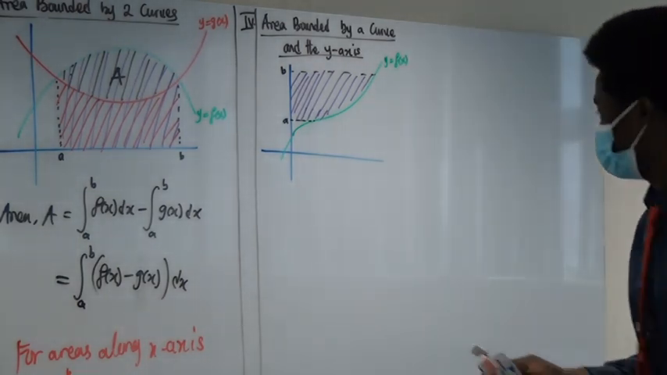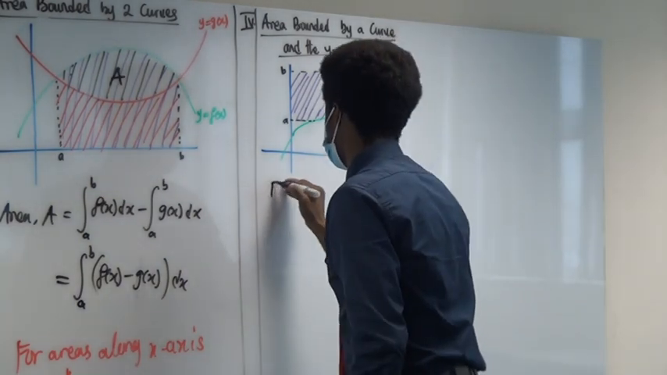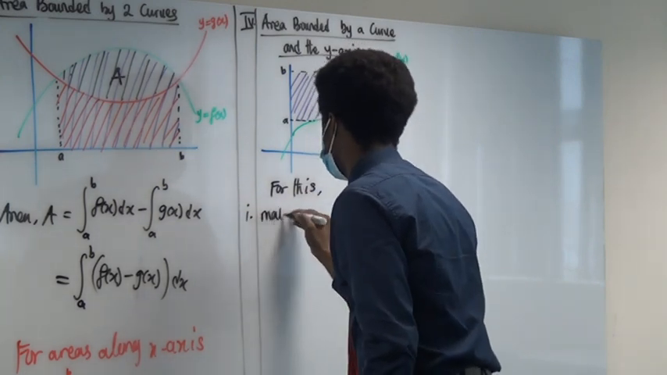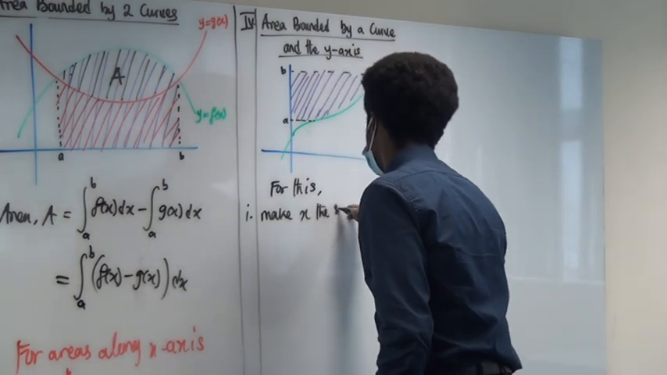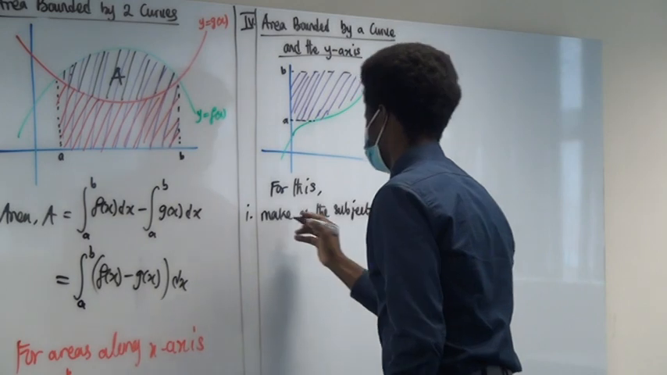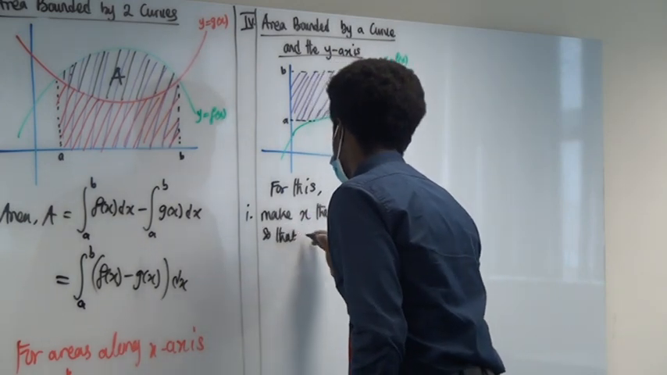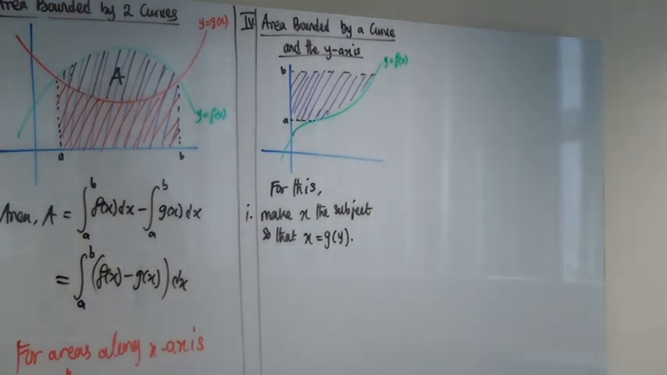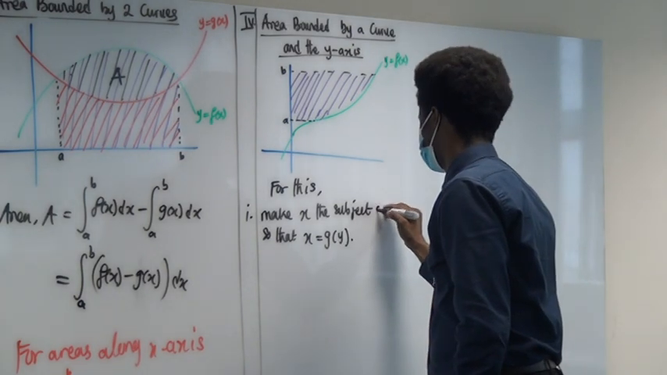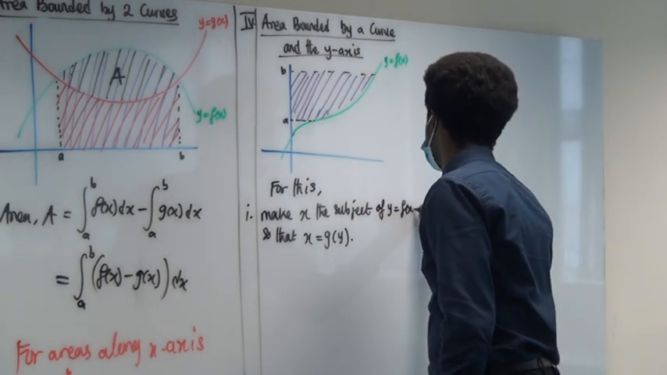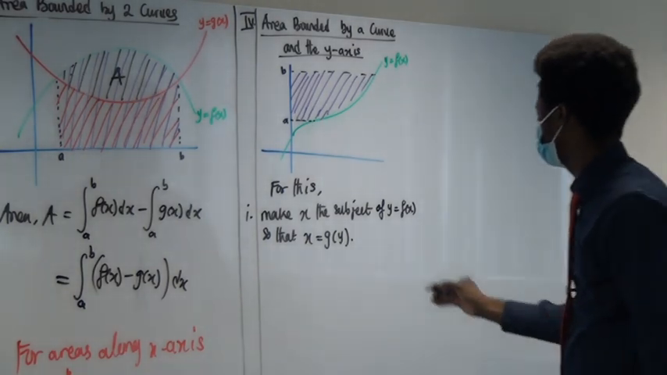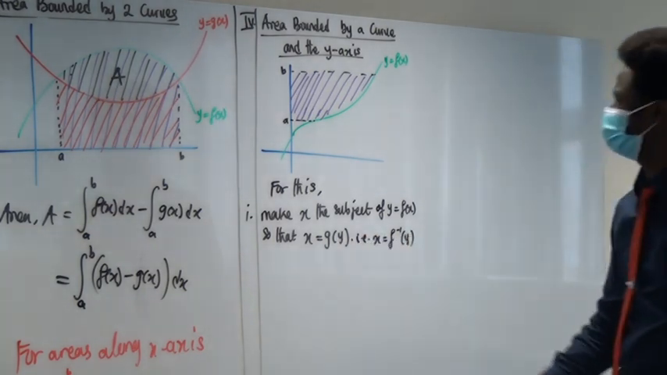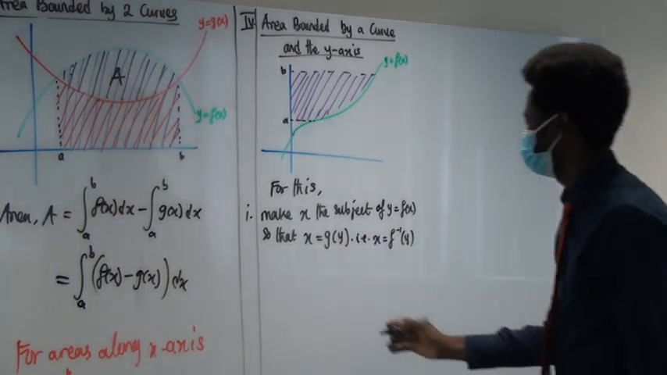So let's write the steps as follows. For this, step 1: make x the subject, so that your x is now a function of y. Make x the subject of y equals f of x, so that x is equal to that. That is, your x is actually the f inverse of y. So I'm using f inverse to be a g this time.